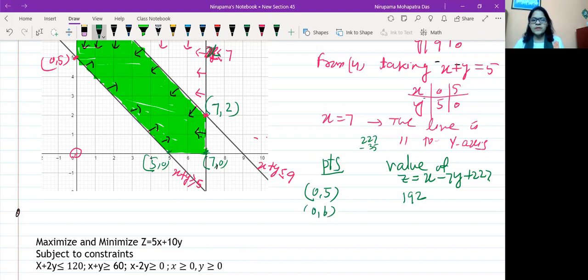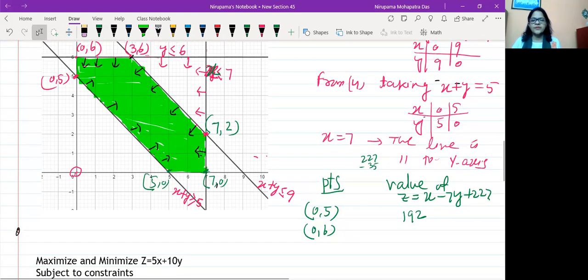Okay, second corner point, just let me show you. This is 0, 6. If it is 0, 6, so you are getting 0, this is minus 42. So in 0, 6, minus 42 means what will be your answer here? 227 minus 42, 185.